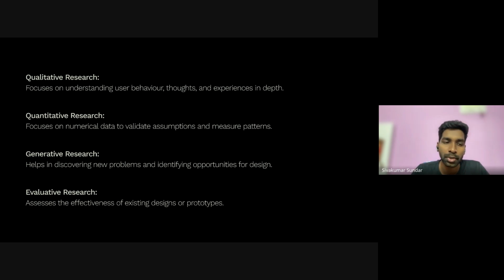Quantitative research basically focuses on numerical data. Say, for example, what example can I give you? Okay, let's take this example. This is what you will be doing as your homework also.